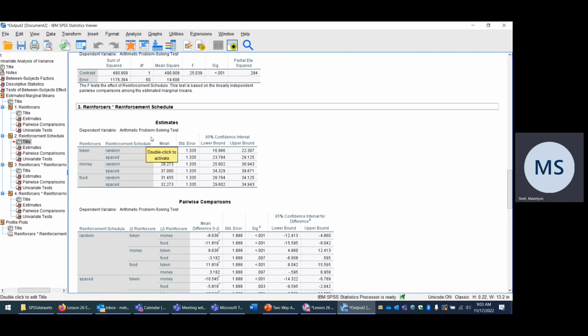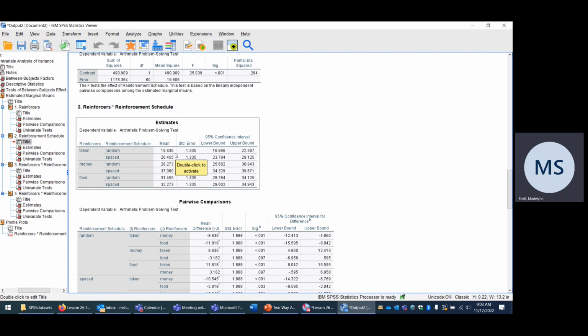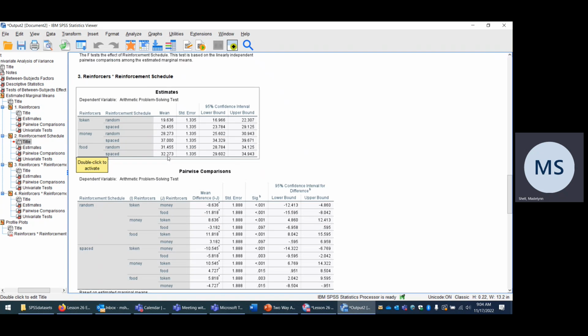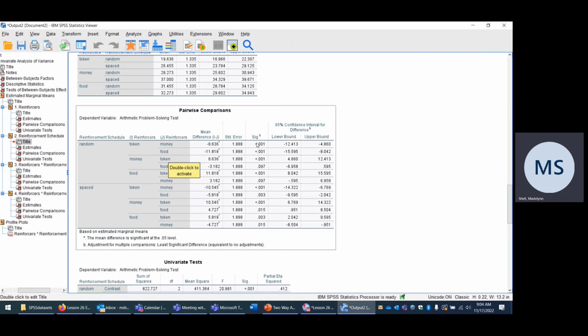And then finally we get our interaction effects. It'll show you number 3 and 4 will both be your interaction effects, looking at it different ways. So you can look at whichever one makes the most sense to you. But here we have our means for each group. So these are people who got the token reinforcer and a random reinforcement schedule, had a mean of 19. Those who had token reinforcers on a spaced schedule got 26, had a mean of 26. And again, we have our pairwise comparisons. And so we can look at it here and see if we can identify a pattern.